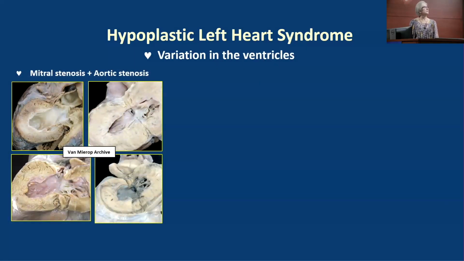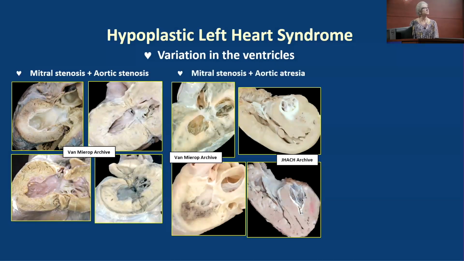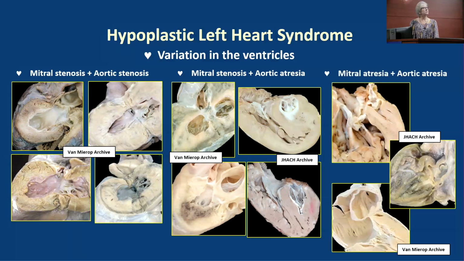Those within the group that have mitral stenosis and aortic stenosis can have globular, very hypertrophied ventricles with varying degrees of endocardial fibroelastosis. Those with mitral stenosis and aortic atresia also can have some variation in the ventricular size. The ventricles are typically globular and do not reach the apex of the heart. And those with mitral atresia and aortic atresia typically have slit-like ventricles. You can see the varying degree in size of all of these 3 ventricles, and they do not have endocardial fibroelastosis.